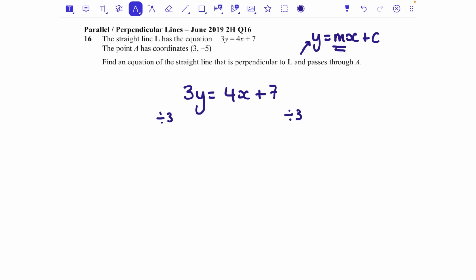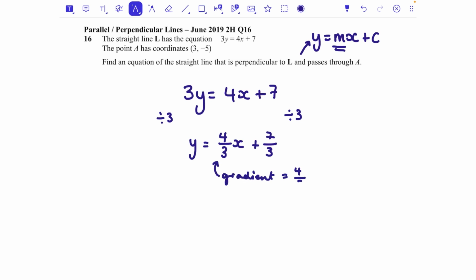Now, normally you just say put it all over 3 like that, right? But we're not going to do that here, because if we do, we're not going to get our individual elements that we're interested in. So I'm going to divide each bit by 3. So this is 4 divided by 3, x, add 7 over 3. So I've still divided it all by 3, but just each bit in turn. And I can now see that the gradient is 4/3.